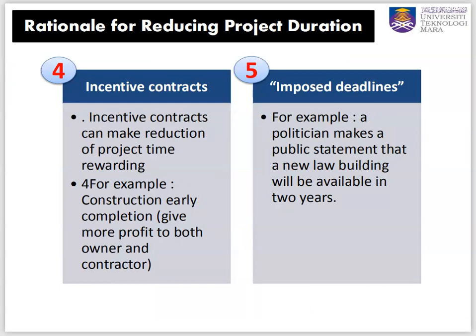Another reason for reducing project duration is incentive contracts. For example, earlier completion will give more benefit to the owner, and the contractor will give more bonus to the staff. Number five is imposed deadlines. Normally, this is by politicians or lawmakers.